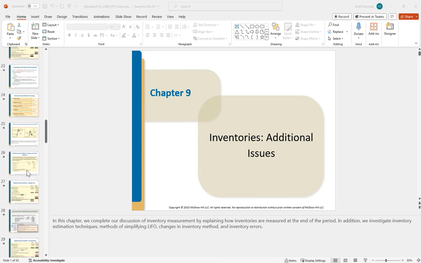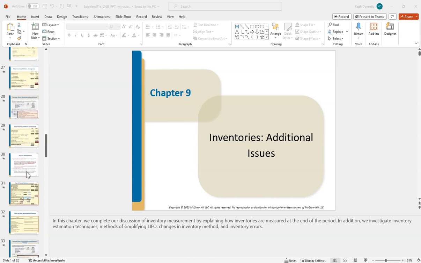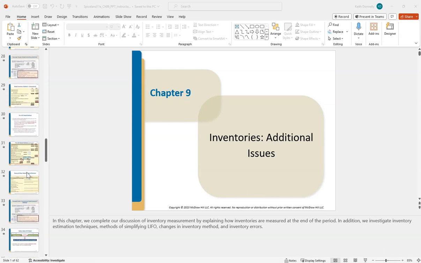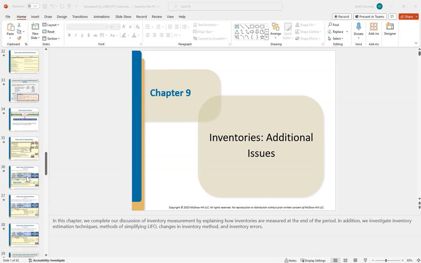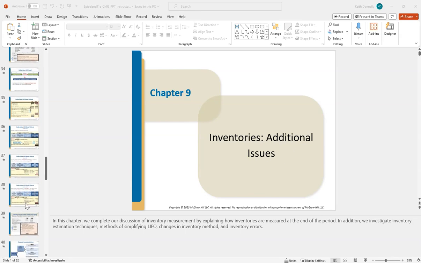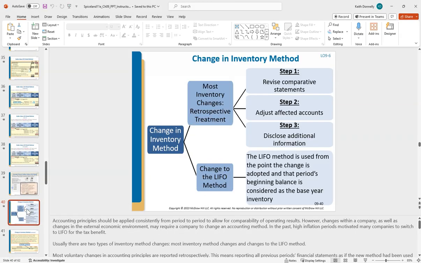So last time we looked at additional issues with inventory. We talked about the retail method. You can look at the dollar value LIFO retail, just look it over, I'm not as concerned with it. It gets a little bit tricky and complicated there. So just be aware it exists, but I'm more concerned with the other items in that lecture. So after that point, we're going to pick it up here in the lecture.